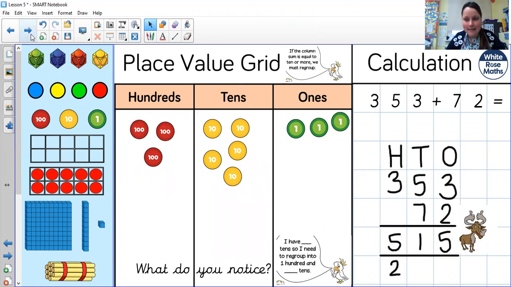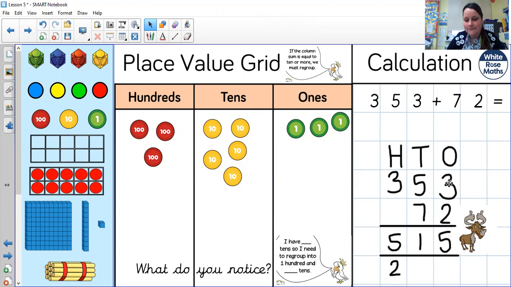Now, Colin has had a go at working out 353 add 72, and he wants to know whether he has got the correct answer. So I'd like you to just pause the video and have a go at that sum and see if you get the same answer as Colin. And if you don't, can you work out where Colin has gone wrong? So hopefully you've had a go at that sum and we're going to go through the answer together. I'm hoping you've realised that Colin is wrong and we'll find out why now.